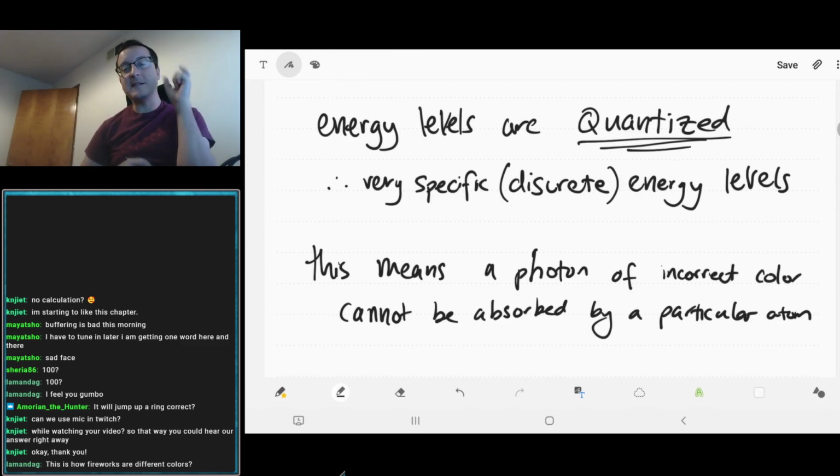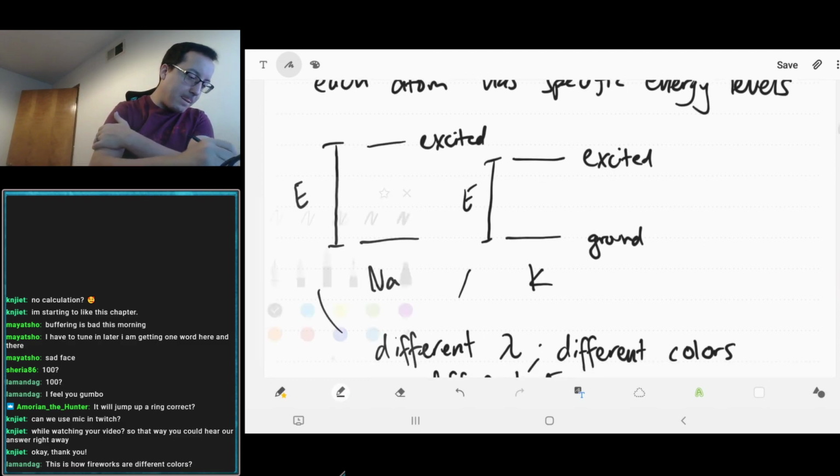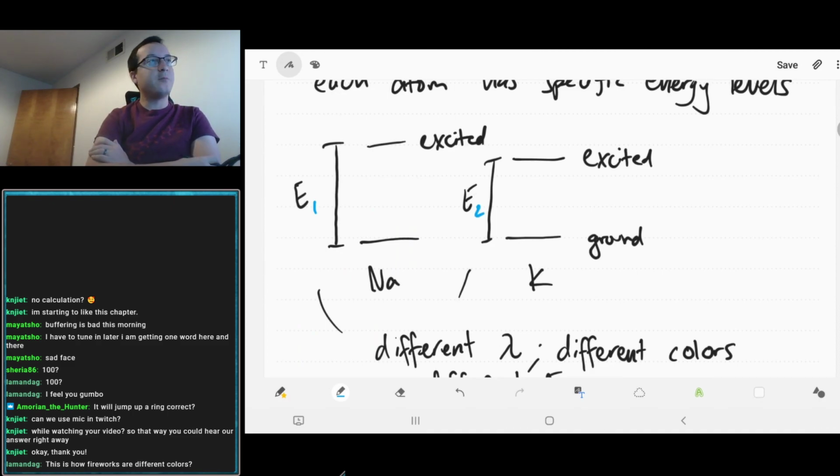Because these have very specific energy level differences, the difference between a ground state and an excited state is different for every atom, like E1, E2, let's say. A sodium atom will only be able to absorb photons that have energy exactly equal to E1. And a potassium atom will only be able to absorb a photon of energy equal to E2. So these guys can only absorb specific energies.